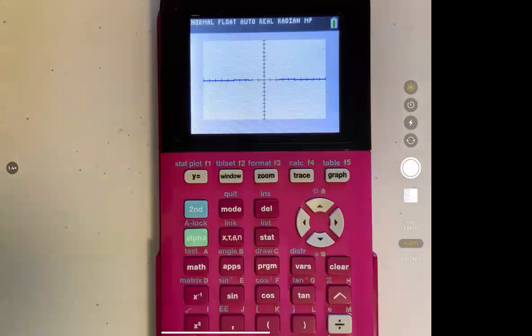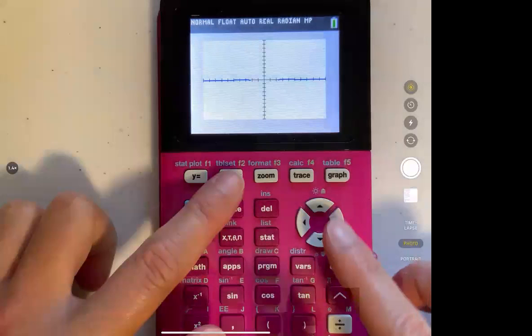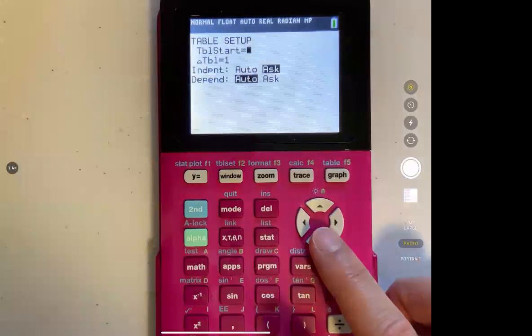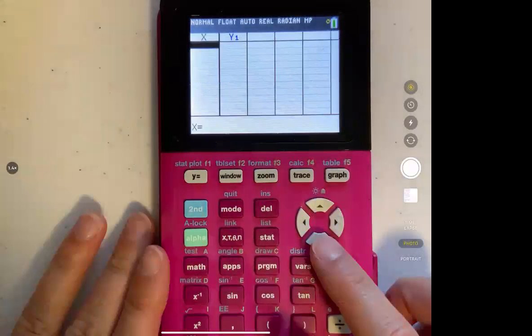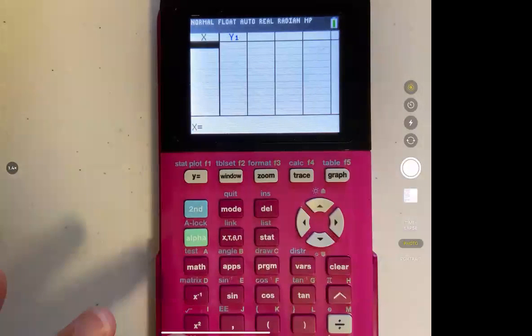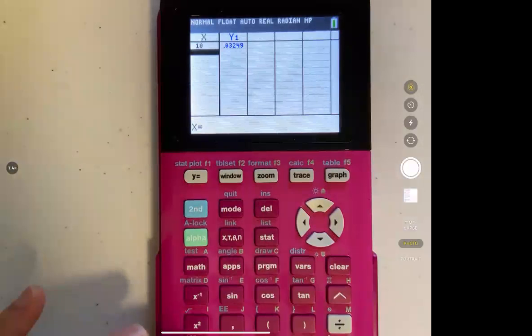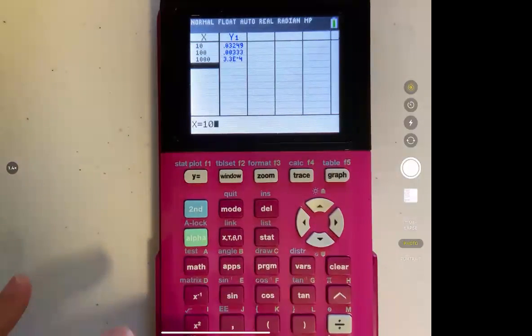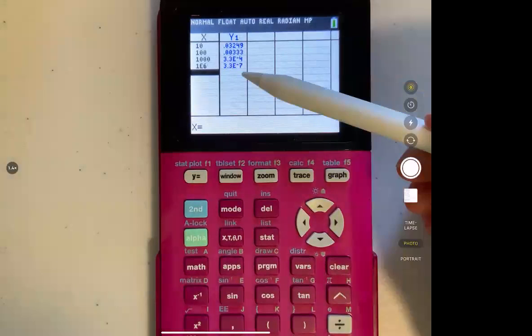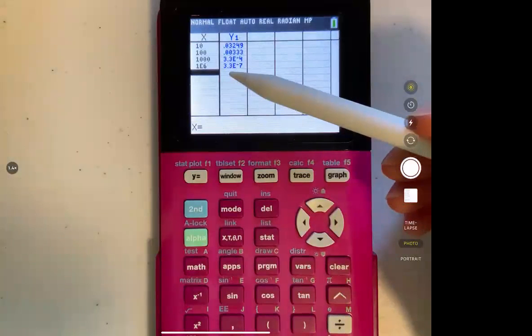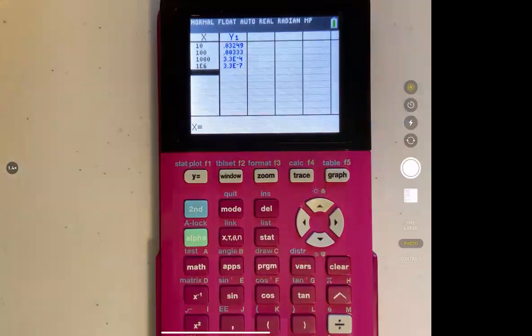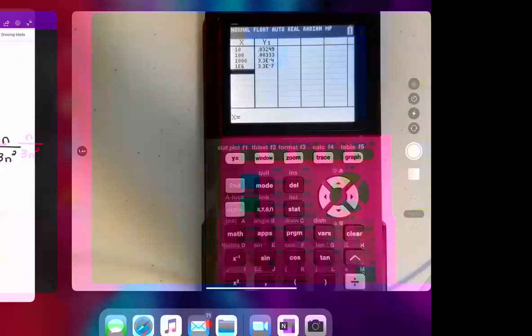But if I wanted to use the table, remember, go to your table set and change your independent variable to ask. Then plug in a big number, say 10, or say 100, or say 1,000, or say 1,000,000. Remember, this is scientific notation, so this means 0.00000 and then 3. This number is getting really, really close to 0. So this is me using the calculator as another way to show that that limit is equal to 0.